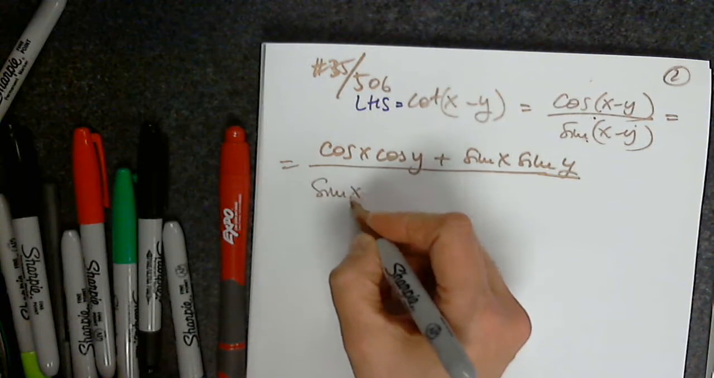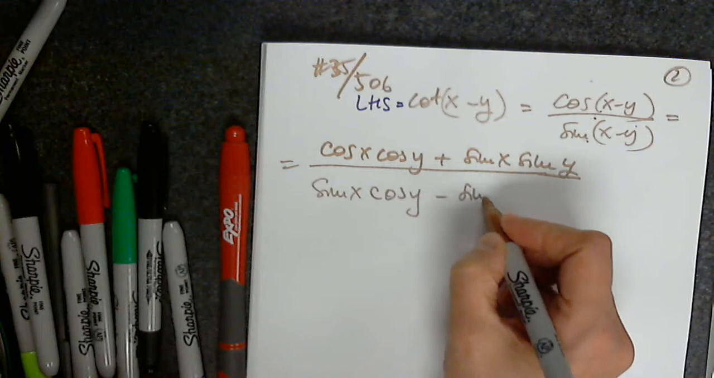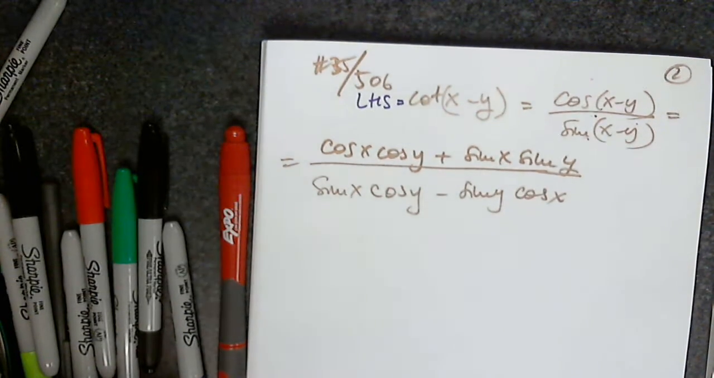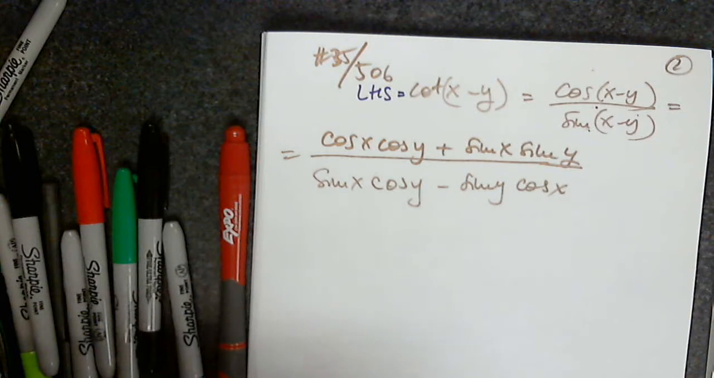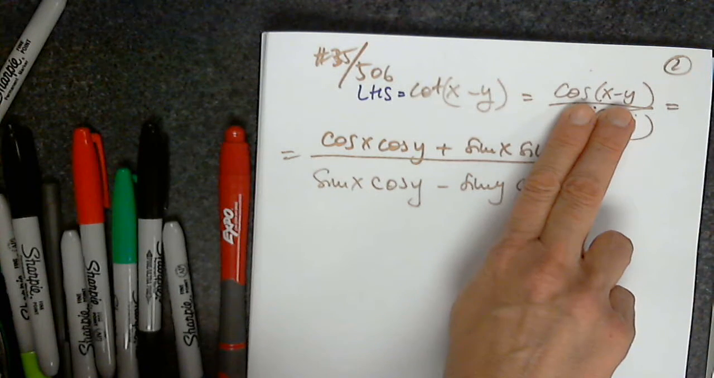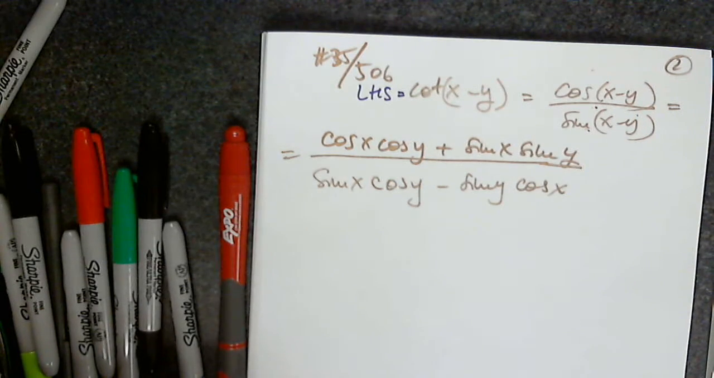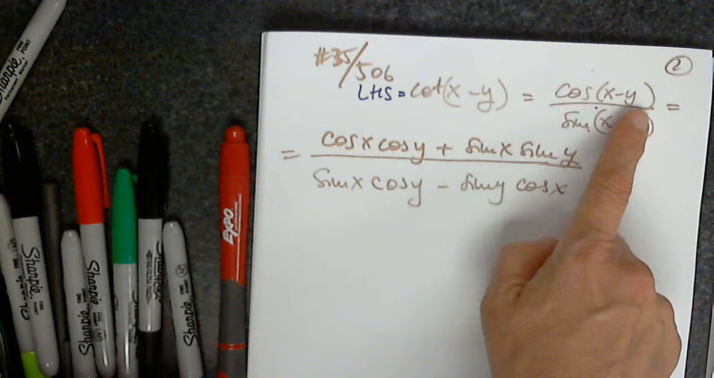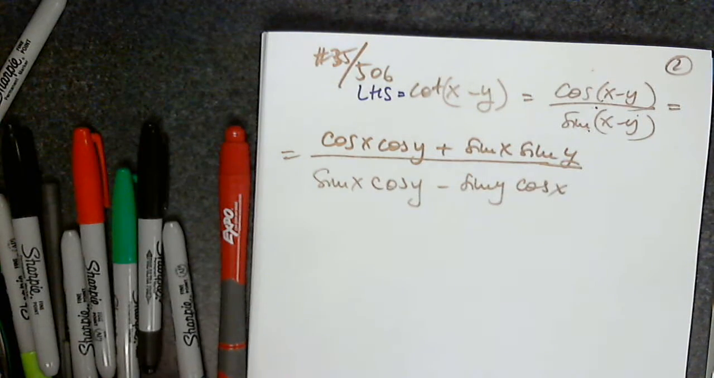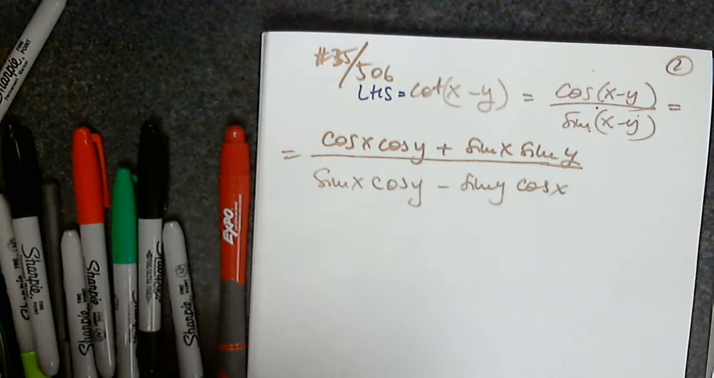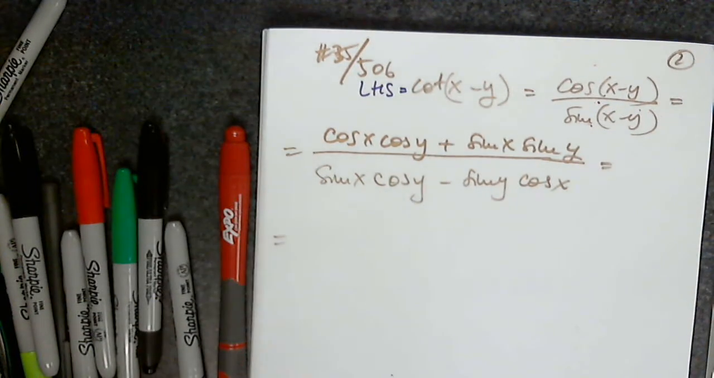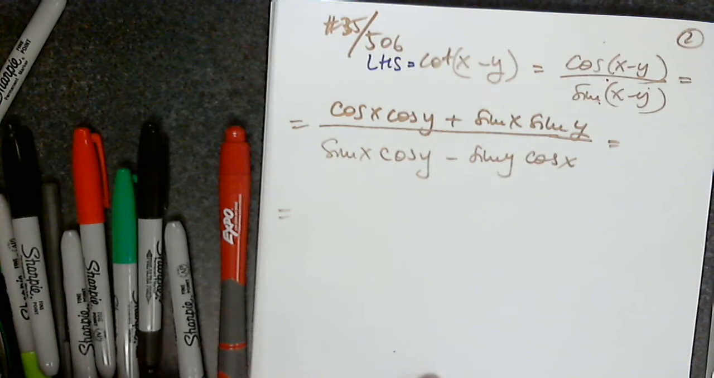And this is sine x cosine y minus sine y cosine x. So you have cosine x, cosine y, plus sine x, sine y, because that's the formula for cosine. No, that's the formula for cosine x minus y: cosine x cosine y plus sine x sine y. And this is the formula for sine x minus y: sine x cosine y minus sine y cosine x.